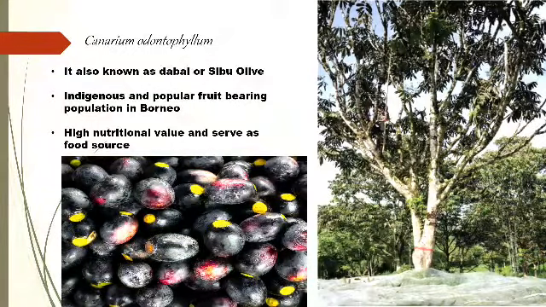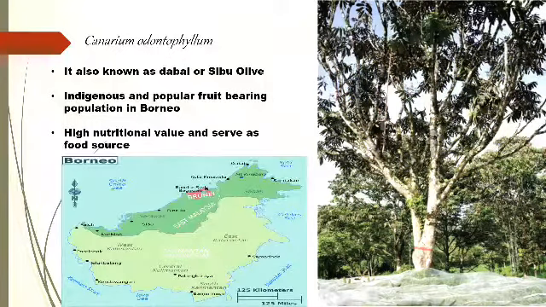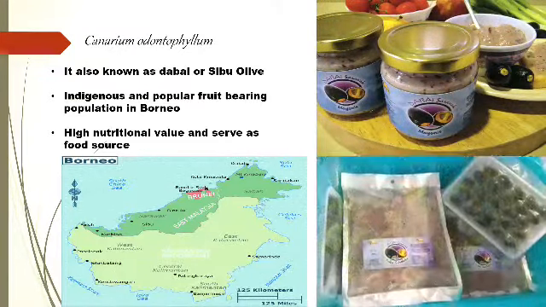The Canarium odontophyllum is also known as the dabai, or you can simply call it the Sibu olive. It is an indigenous and popular fruit-bearing plant in Borneo. This is because it has high nutritional value and usually serves as a food source for the locals. For example, the locals manufacture it into frozen puffs and fruit pickles.